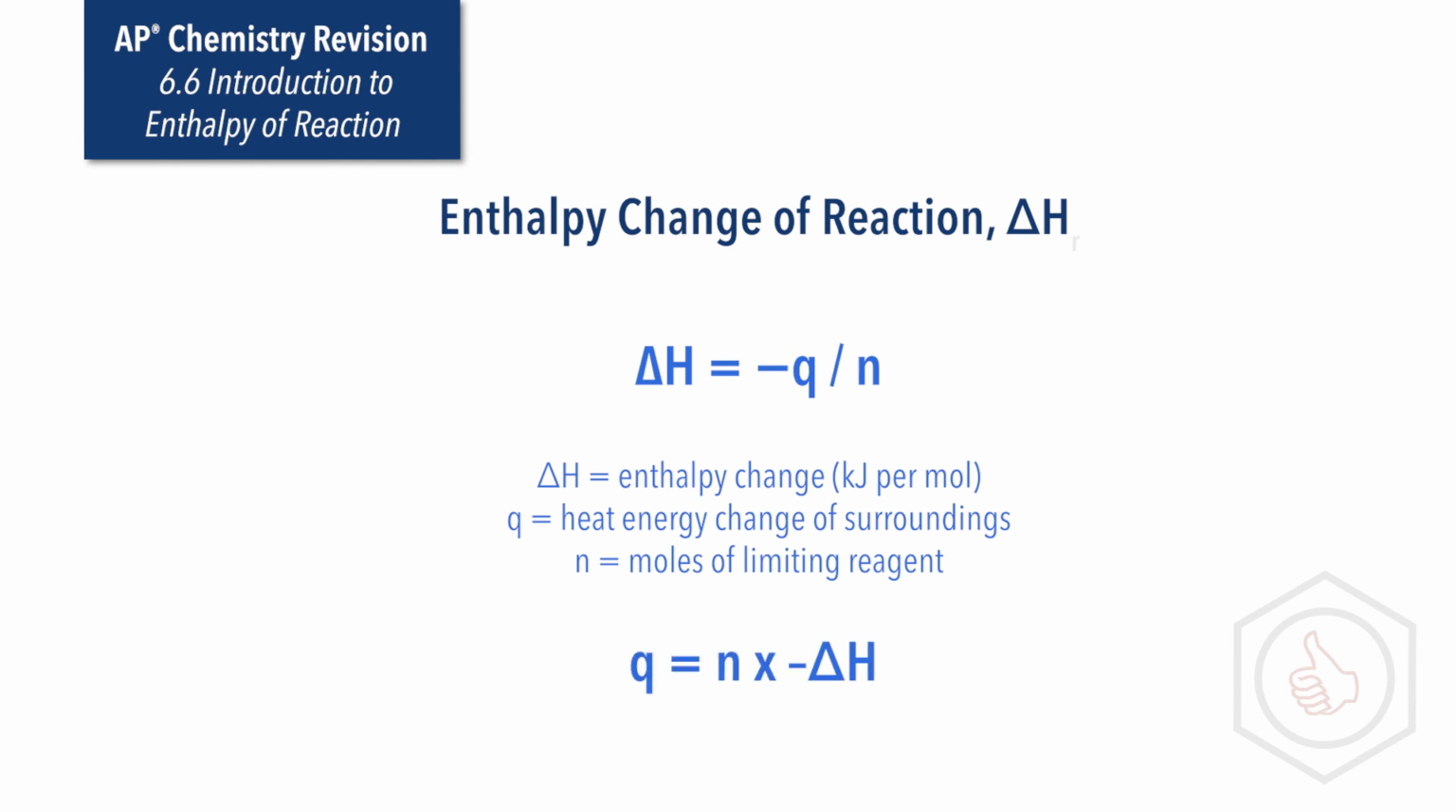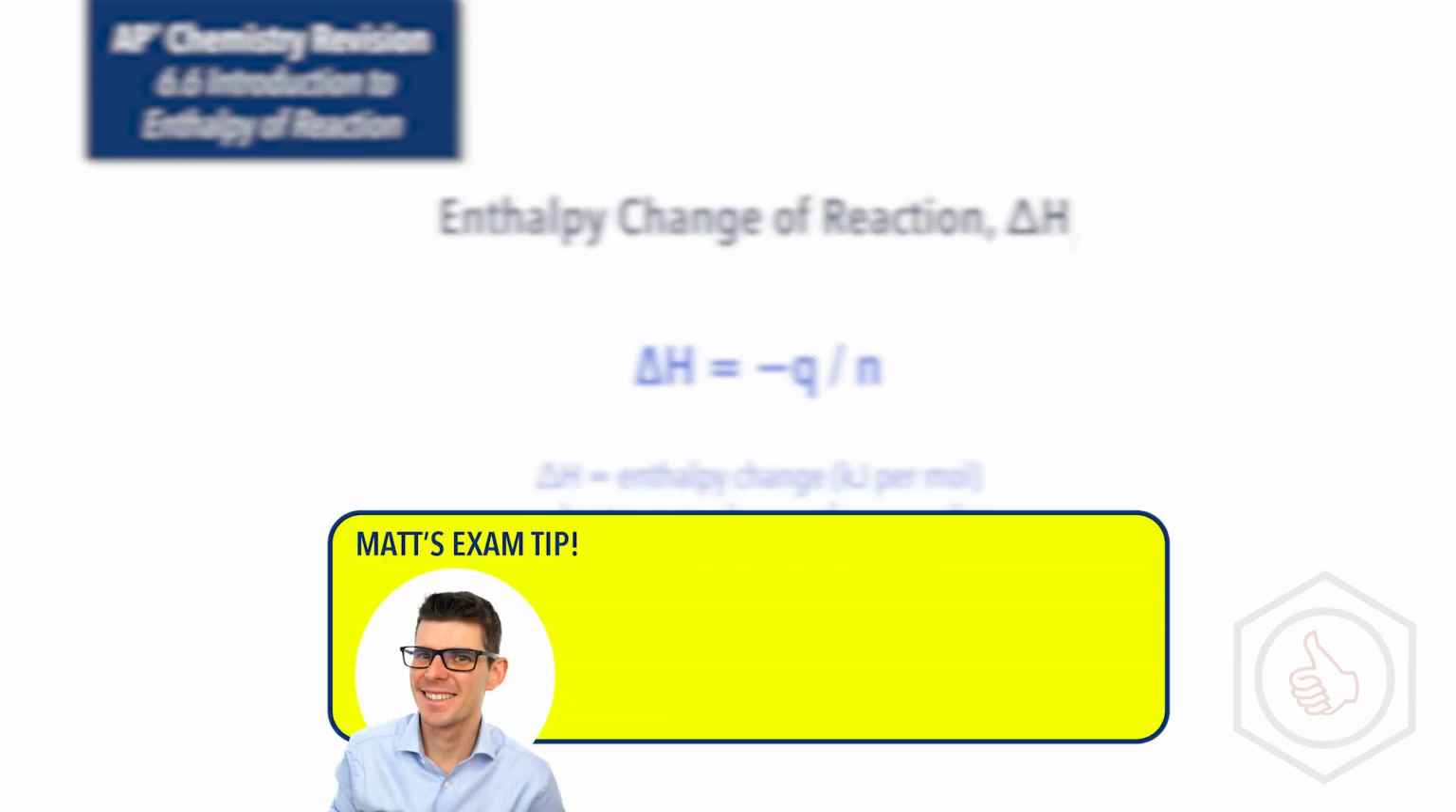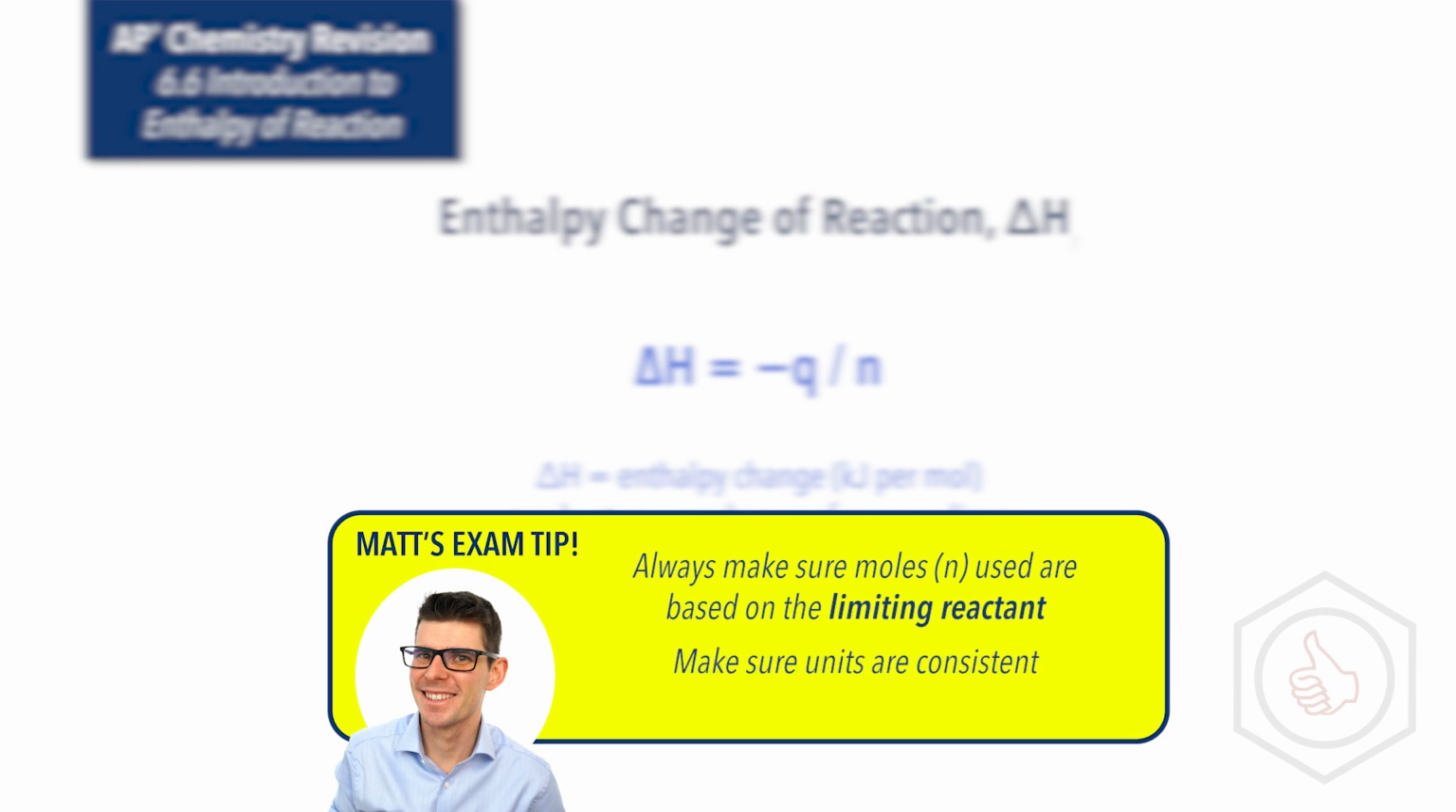This form is useful when enthalpy change is provided in a reaction equation and you want to find the total heat energy change that would go into the surroundings. Exam tip here, always make sure that the moles you use in your delta H equation are the moles of limiting reactant for a given reaction or process, and ensure all units are consistent. This is particularly relevant for Q, as Q is usually given as joules, but enthalpy change is given in kilojoules per mole, so to convert joules to kilojoules, divide by 1000.